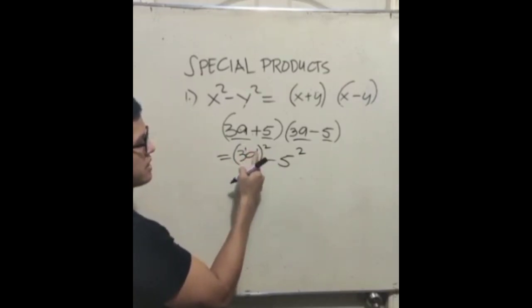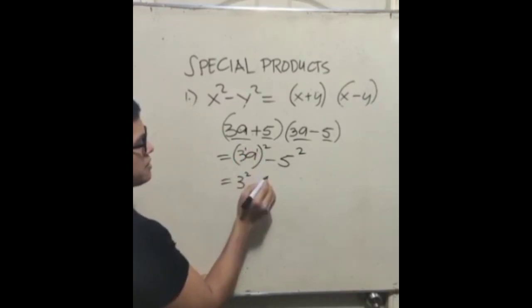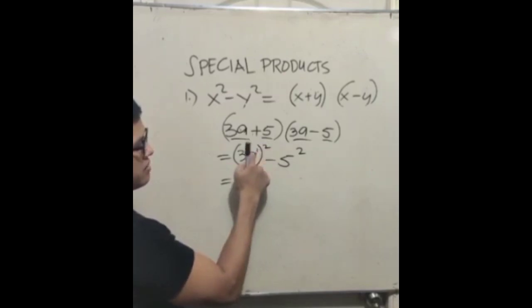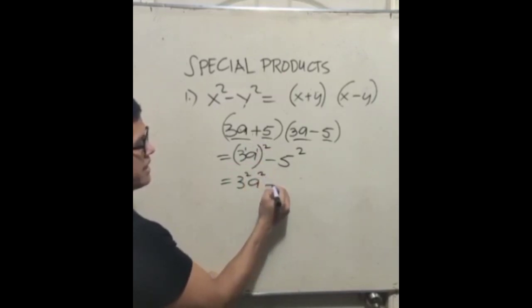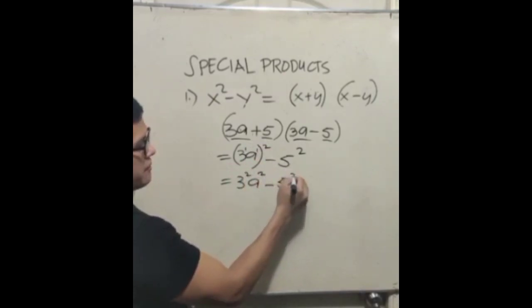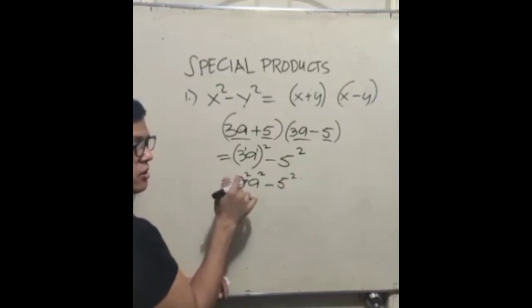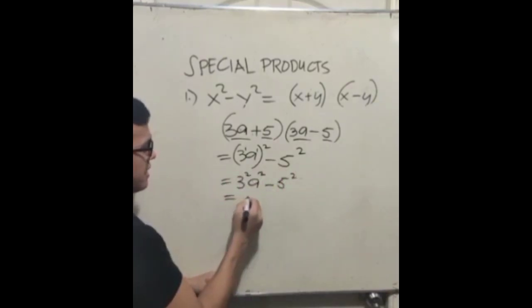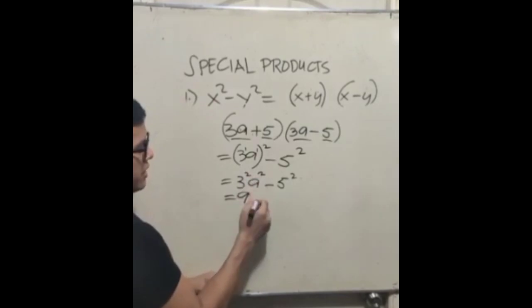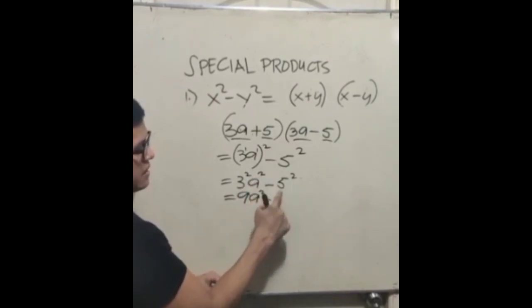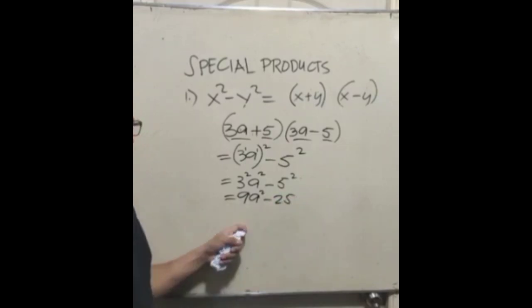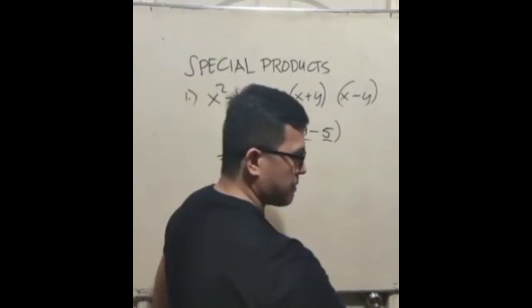Okay, so there's 1 here. 2 times 1, that is 3 squared. And then, also the a squared, minus 5 squared. Okay, expand natin, 3 squared, or 3 times 3, that is 9, right? And then, a squared, of course. And then, minus 5 squared, or 5 times 5 is 25. That's it, okay? So, this is the expanded form of that.